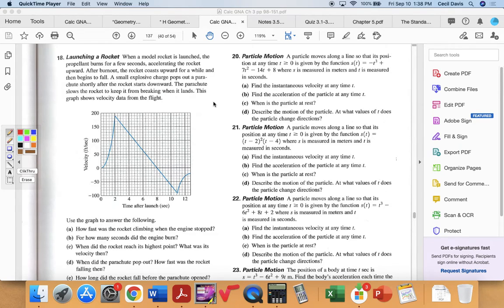All right, for number 18, A is 190 feet per second. B is 2 seconds. C would be after 8 seconds, and its velocity was 0 feet per second at that point. For part D, after about 11 seconds, it was falling at about 90 feet per second at that point. E, it's at about 3 seconds. And F is just before the engine stopped.